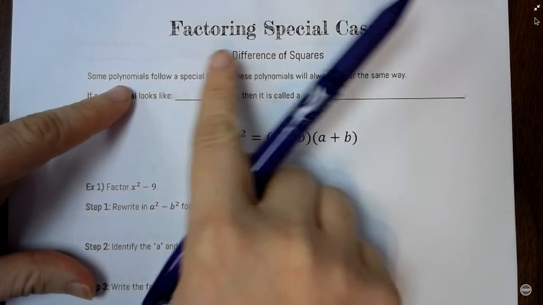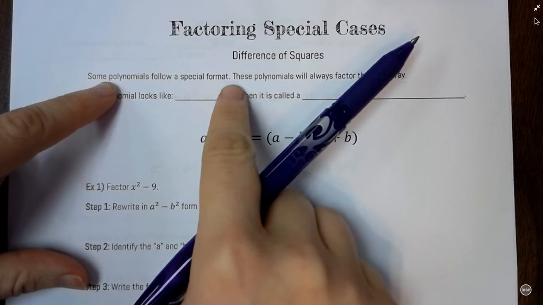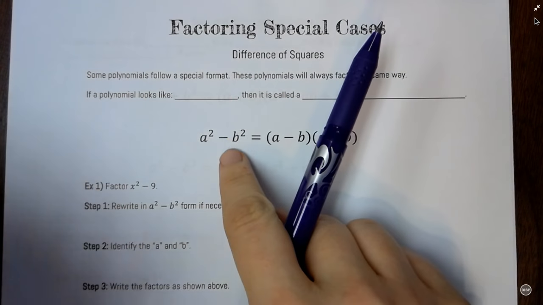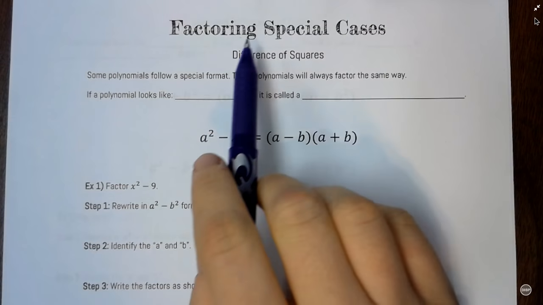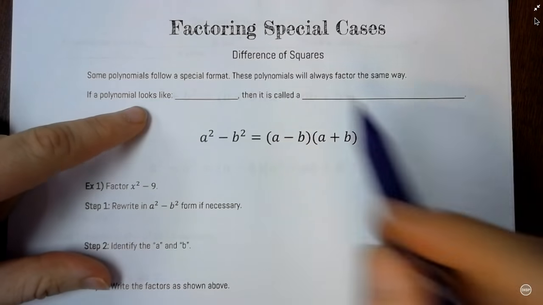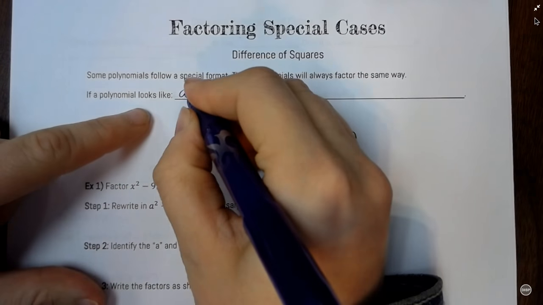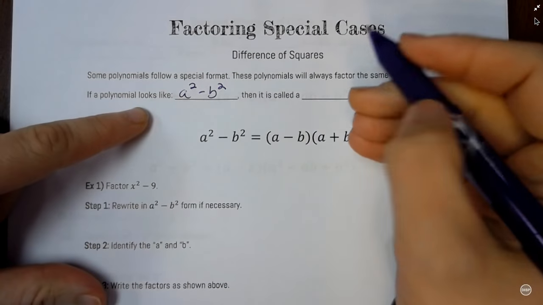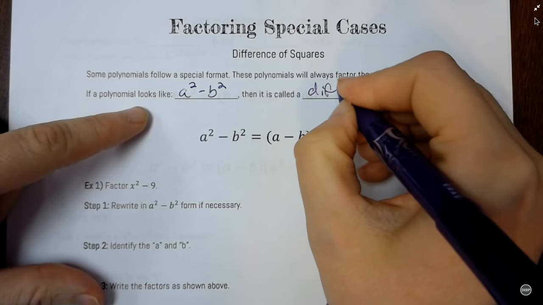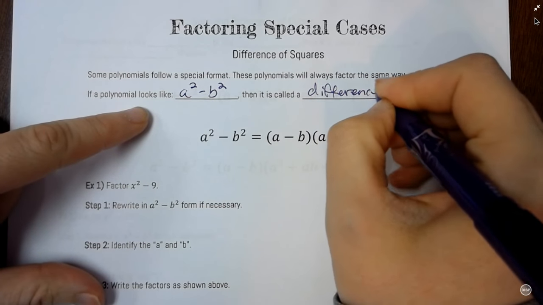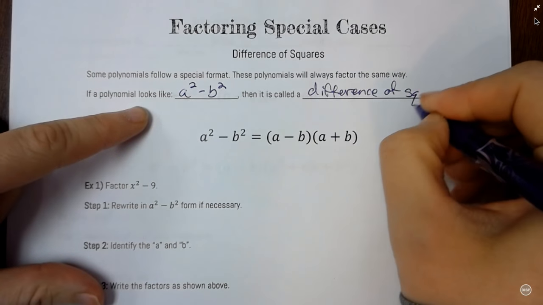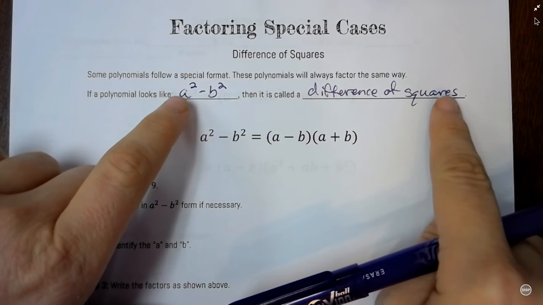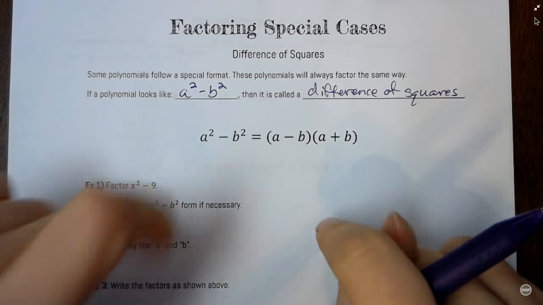So the whole premise of this is that some polynomials follow a special format. These polynomials will always factor the same way. So we're going to look at a few of those special formats in these notes. If a polynomial looks like something squared minus something else squared, then that is called a difference of squares. Difference because it's subtraction, and squares because they're both squares.